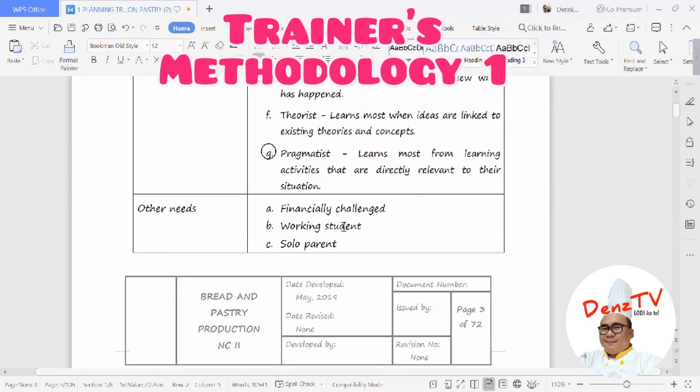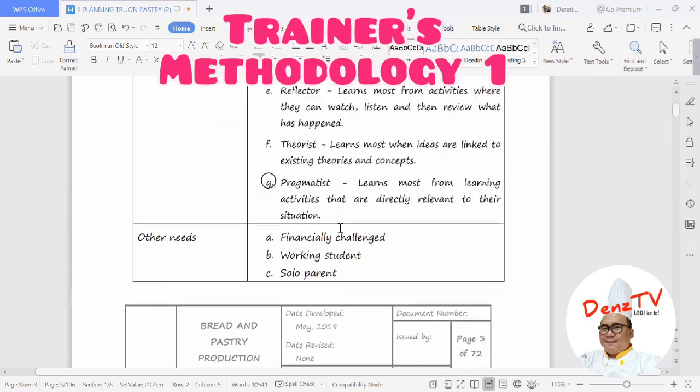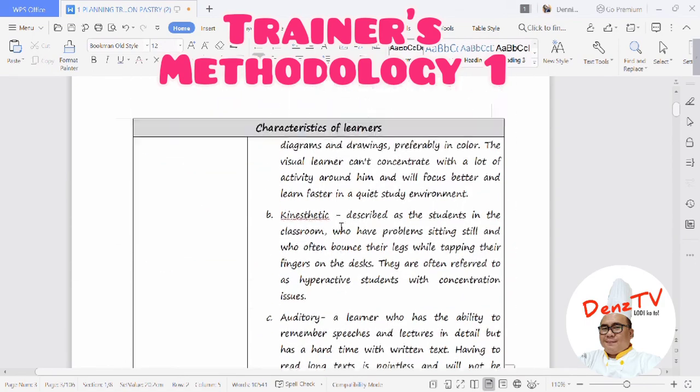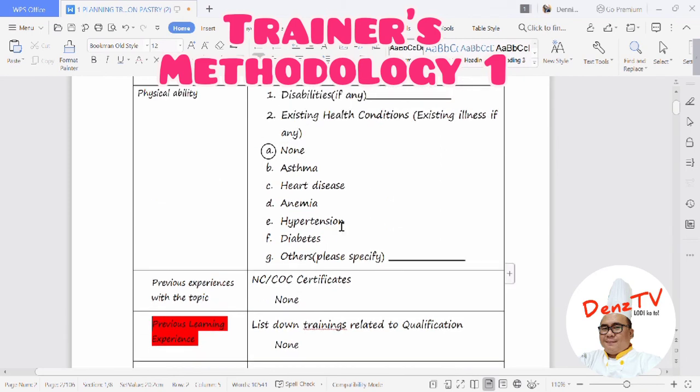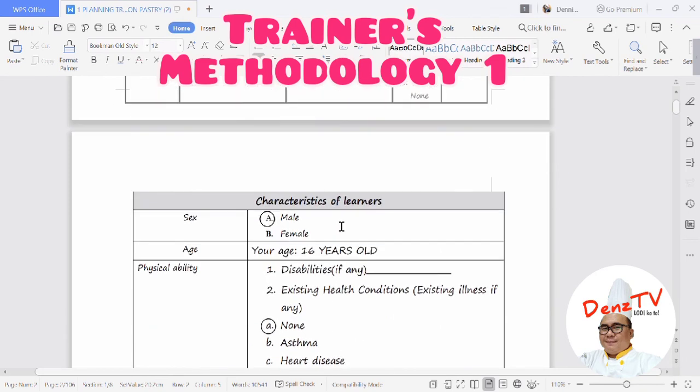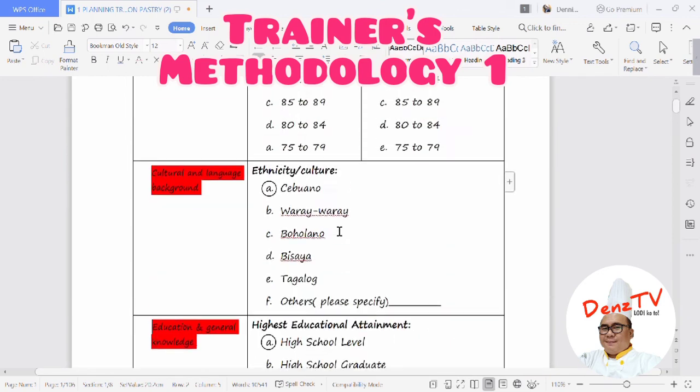Alright? So other needs, we have financially challenged, working students, solo parent. It is also important to know about it. Alright? So that's it, my dear trainees. I hope you learned something from this data gathering instrument of the characteristics of learners.